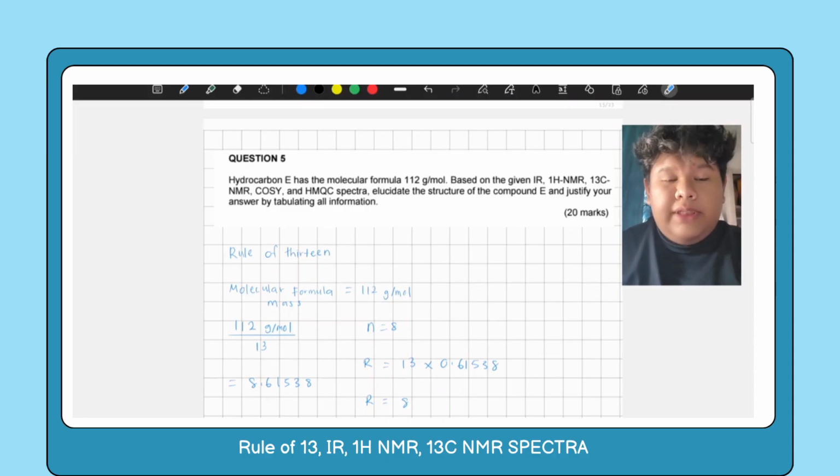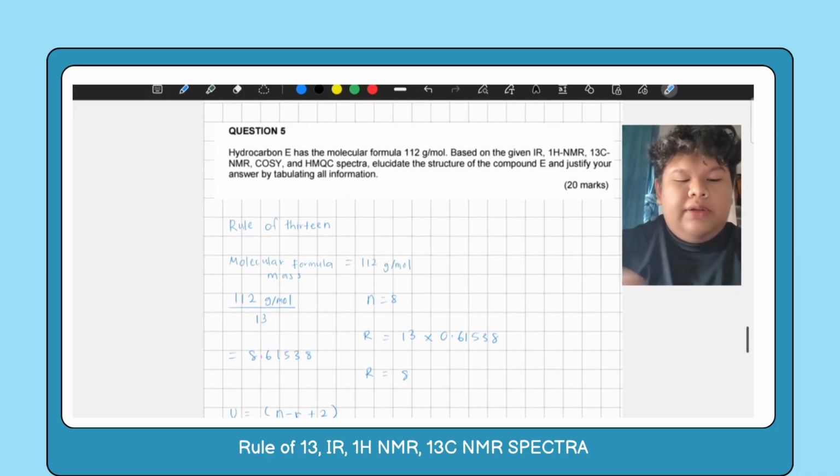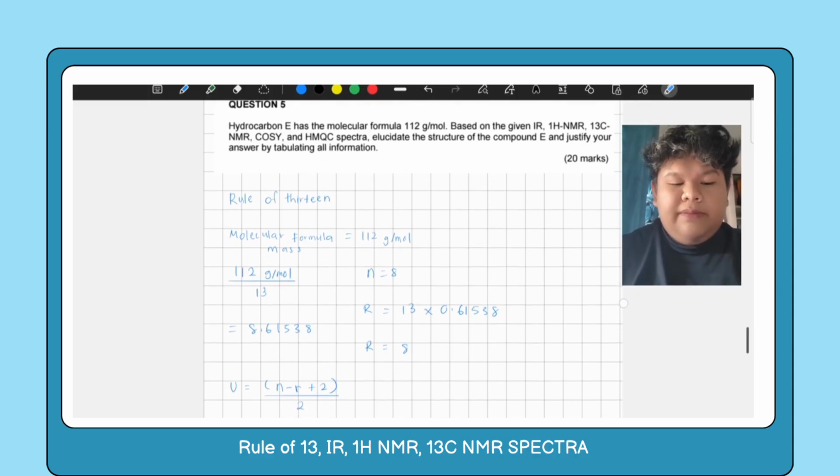The assignment for question 5. So let us do it together. Question 5: Hydrocarbon E has the molecular formula of 112 gram per mole. Based on the given IR, 1H-NMR, 13C-NMR, COSY and HMQC spectra, we will elucidate the structure for compound E and justify it by tabulating all the information.